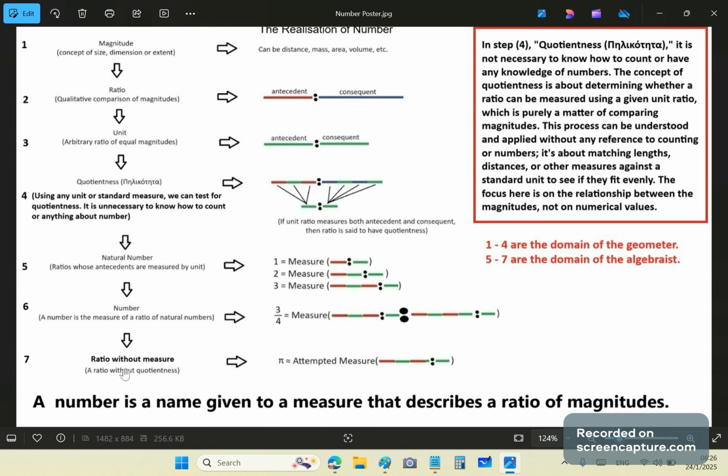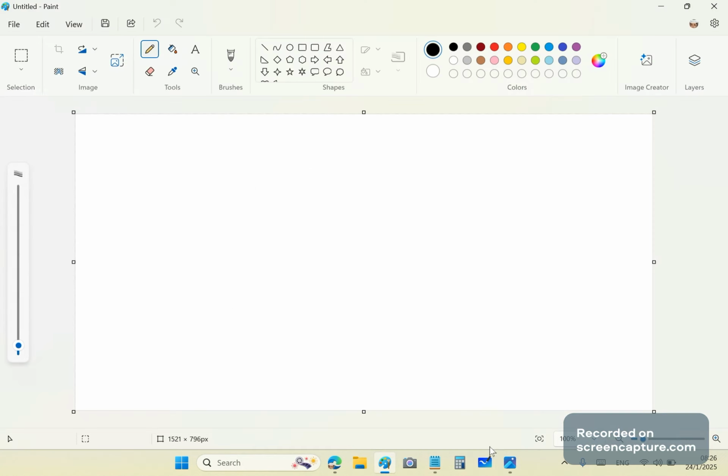In this final episode, I'll be dealing with a ratio that has no measure. And now you should be able to know which ratio doesn't have a measure. Any ratio that doesn't have quotientness doesn't have a measure in algebra. Yes, you can approximate a certain measure to that ratio, but it's never a complete measure. Okay, so it's not a measure because measures are by definition complete. Now, what does it mean to have a ratio without measure? Well, let's look at that.